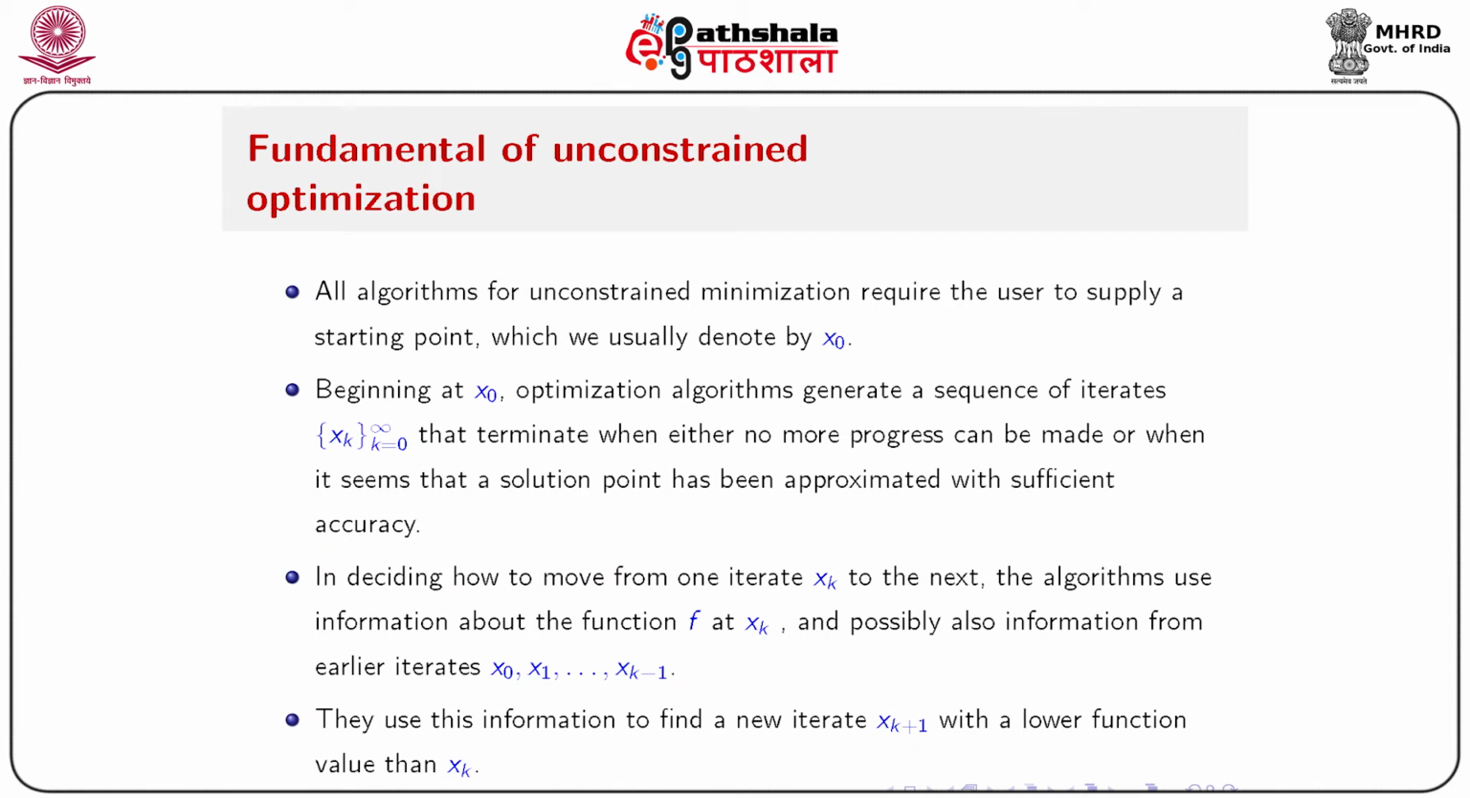Fundamentals of unconstrained optimization. All algorithms for unconstrained minimization require the user to supply a starting point, which we usually denote by x0. Beginning at x0, optimization algorithms generate a sequence of iterates xk for k = 0 to infinity that terminate when either no more progress can be made or when it seems that a solution point has been approximated with sufficient accuracy. In deciding how to move from one iterate xk to the next, the algorithm uses information about the function f at xk and possibly also information from earlier iterates, say x0, x1, up to xk minus 1. They use this information to find a new iterate xk plus 1 with a lower function value than xk.